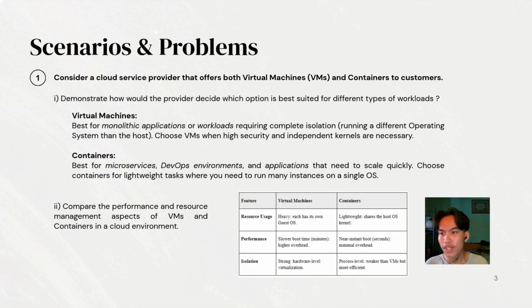All right. So here is the first scenario and problems. As I said earlier, consider a cloud service provider that offers both VMs and containers to customers. The problem is we have to demonstrate how the provider would decide which option is best suited for the different types of workloads.